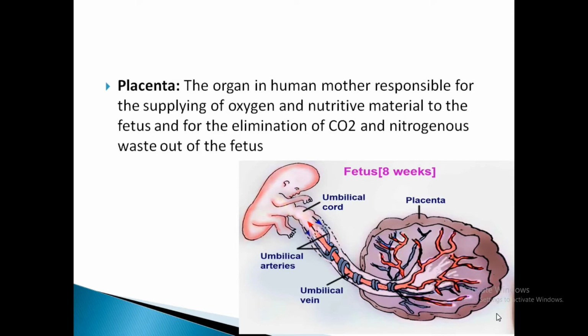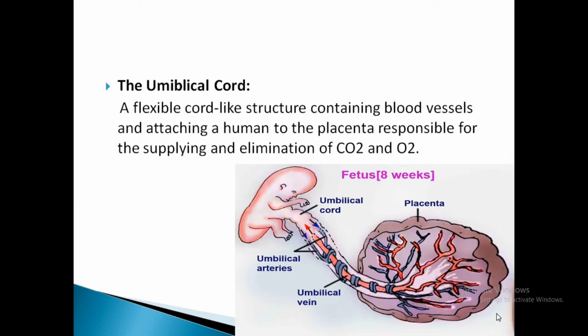Then we use the word placenta. Now, what is placenta? Placenta is the organ in the human mother which is responsible for supplying oxygen and nutritive material to the fetus, and also for the removal of carbon dioxide and nitrogen waste out of the fetus. Then there is another term, the umbilical cord. So what is an umbilical cord? It is a flexible cord-like structure containing blood vessels and attaching a human to the placenta, responsible for the supplying and elimination of carbon dioxide and oxygen.